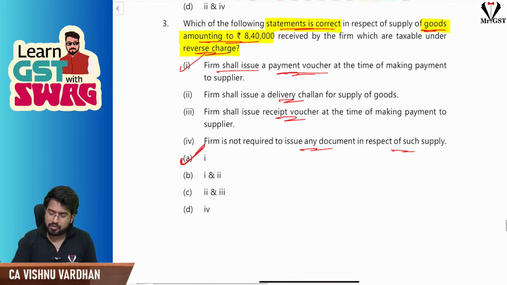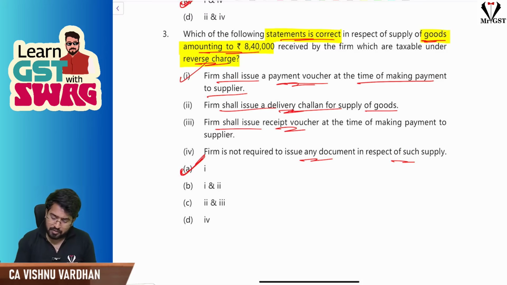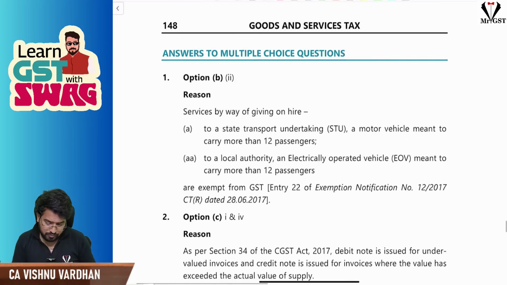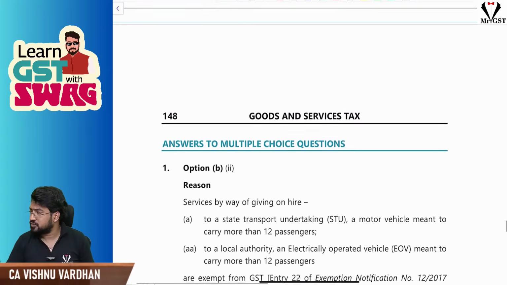Firm shall issue a payment voucher at the time of making payment, or firm shall issue a delivery challan. No, first of all, a delivery challan will come when it is not a supply, but this is a supply, correct? Right. Firm will issue a receipt voucher. No. So this is the answer. Okay. Right. So with this we are done with this also.